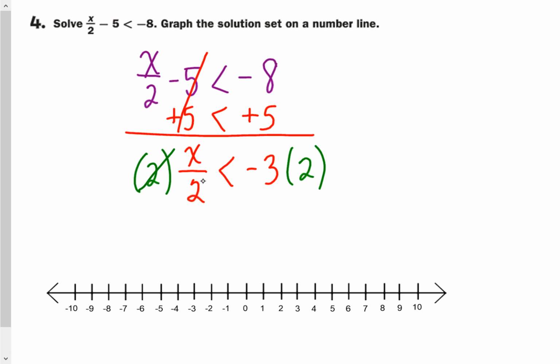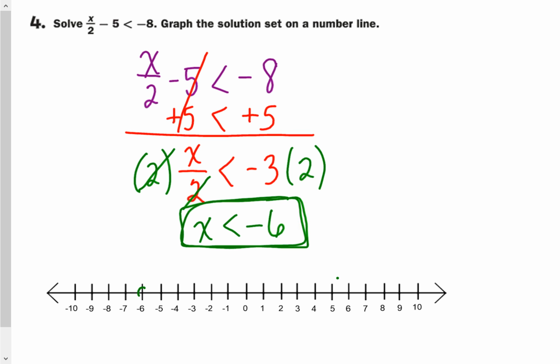So 2 divided by 2 cancels out to 1. So we're saying x is less than negative 6. Again, I didn't have to switch my sign because I multiplied by a positive number. Okay, so now we have x is less than negative 6. So we're going to plot on negative 6 because it is just less than. It's not included in the solution. Open circle, and less than is to the left. So this is my solution graph.